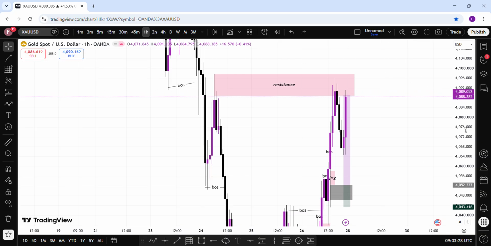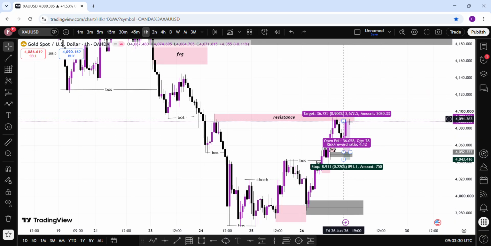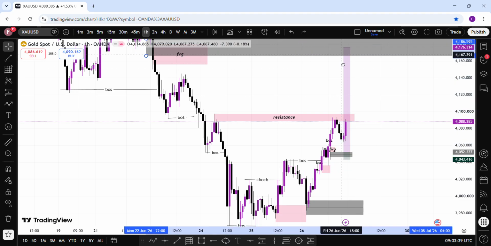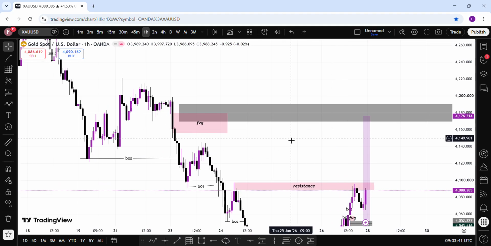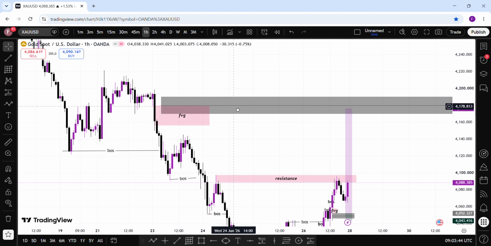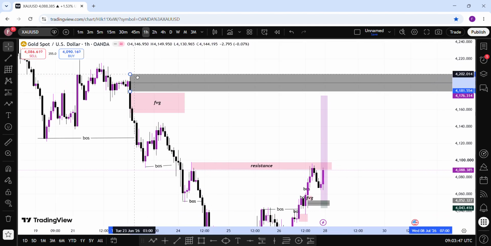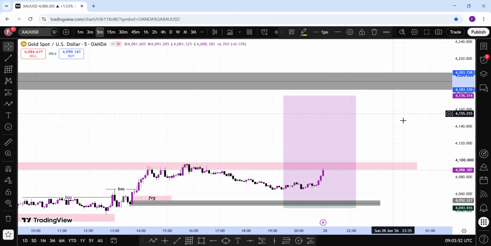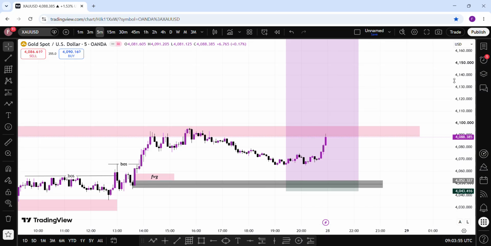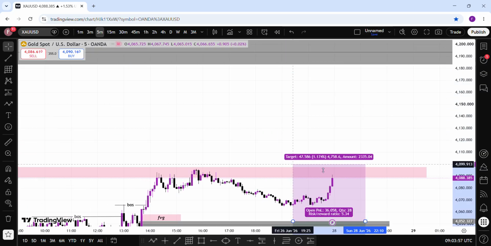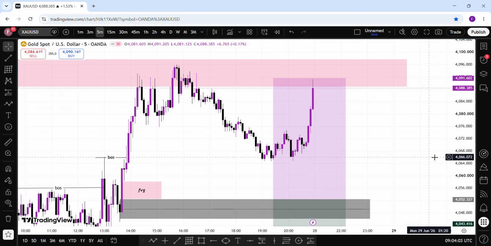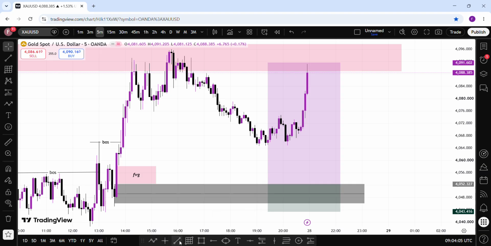On 5 minutes, but on 1 hour, I'm going to target here. This is where I'm going to target from 1 hour. But I want to be realistic and not be greedy. So let's just take what the market might probably give us tomorrow. If it's going to hold, it's going to be a good trade, over 300 pips, which is worth something.